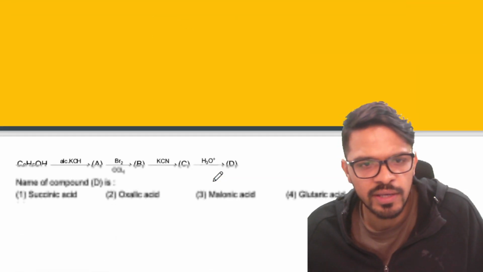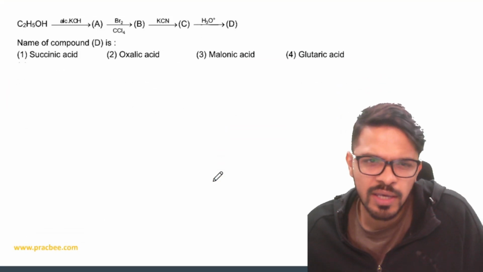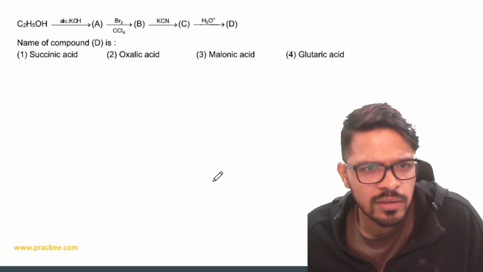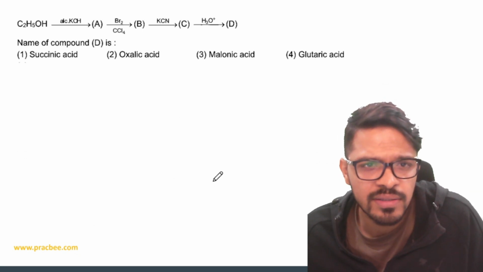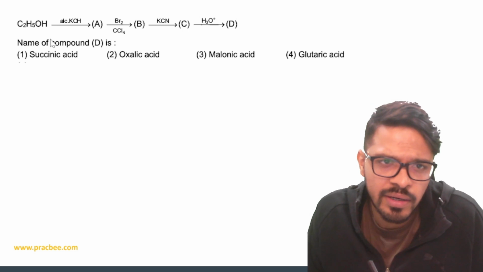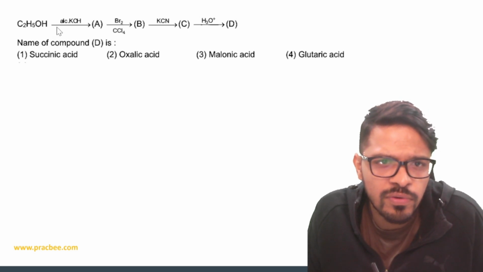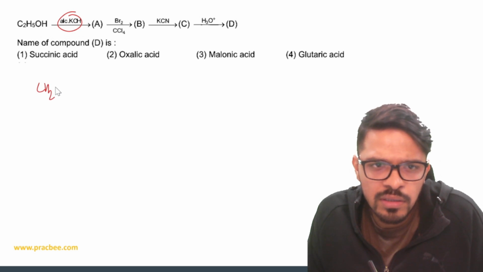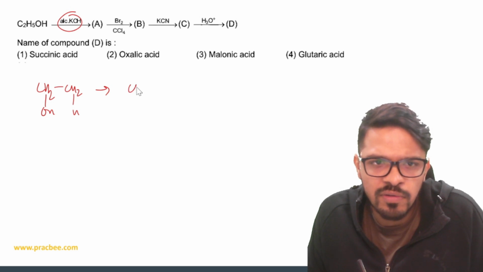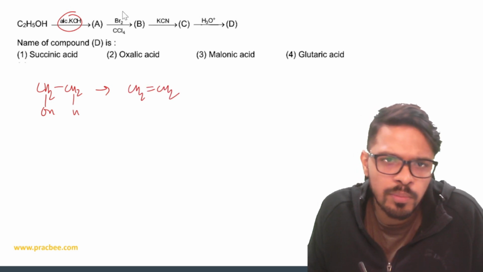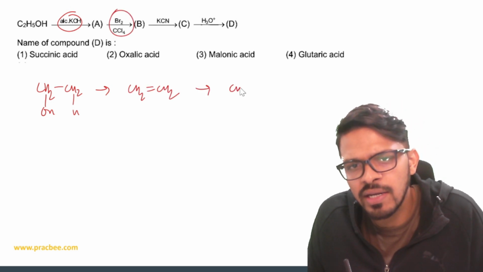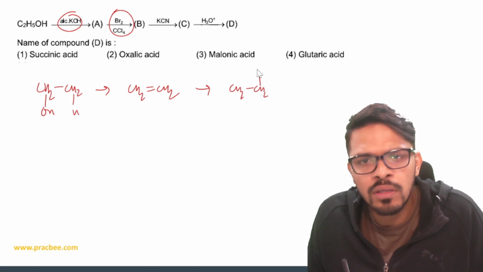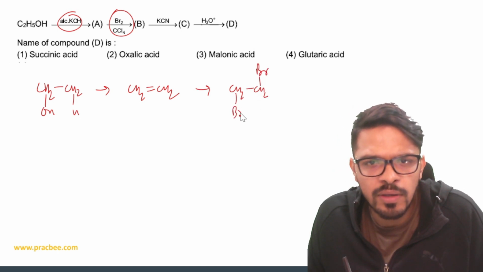Let's move to organic chemistry. Organic chemistry has been the easiest in this JEE Mains attempt, right? If we see C2H5OH, alcoholic KOH basically undergoes elimination. So we basically had something like this. On elimination we will have CH2=CH2. Br2/CCl4 is basically anti-addition of bromines through a non-classical pathway.